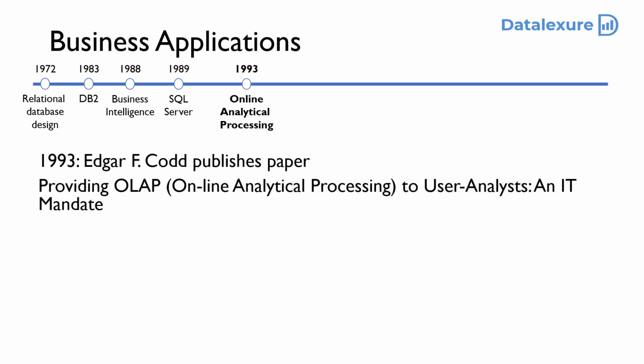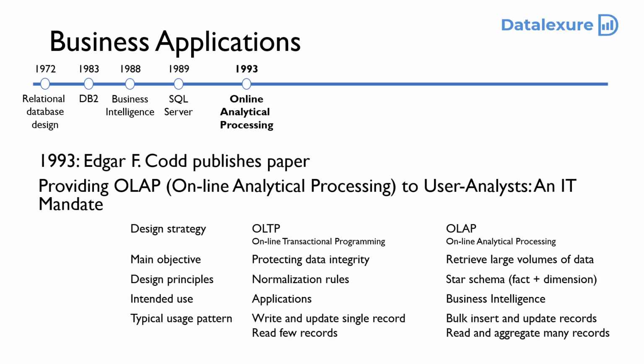Our next stop on the timeline is 1993, a year in which online analytical processing was introduced. Codd released a scientific paper on online analytical processing, also known as OLAP, and this was a new way to design the tables of a database. Until this time, it was common to develop databases on the principles of online transactional processing, also known as OLTP, which was based on designing tables by the rules of normalization. OLTP was focused on protecting the data from inconsistencies and relied heavily on eliminating redundant data.